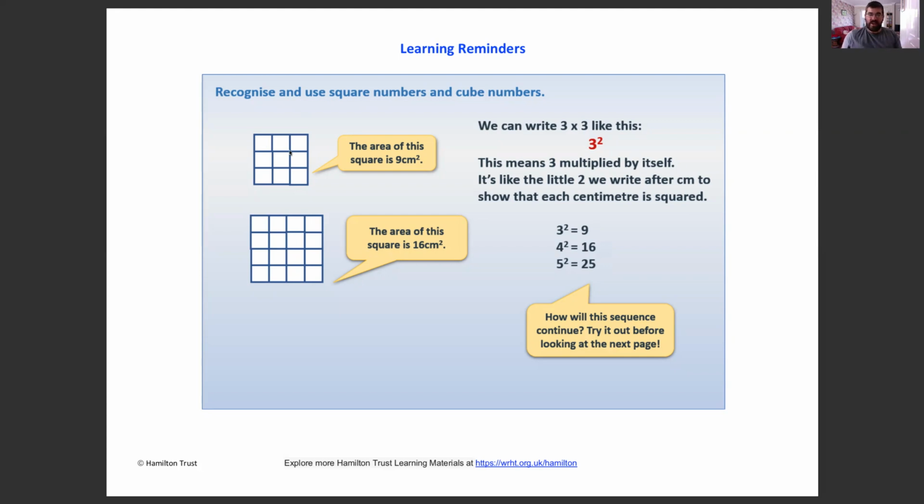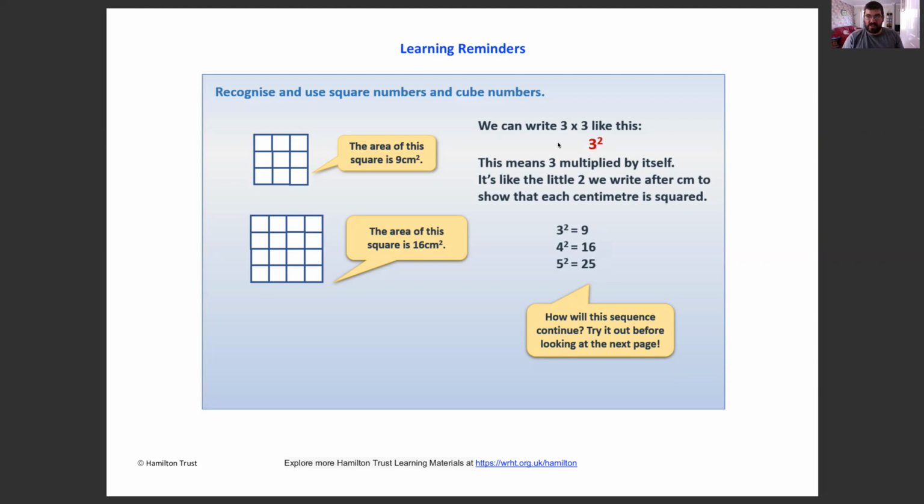A square number is a number times by itself. So 3 squared is as if we had a square which was 3 by 3. How many squares would that be? Okay, so we write 3 times 3, or this is how we write it. So this is very important for you to start to recognize, and hopefully you know this.